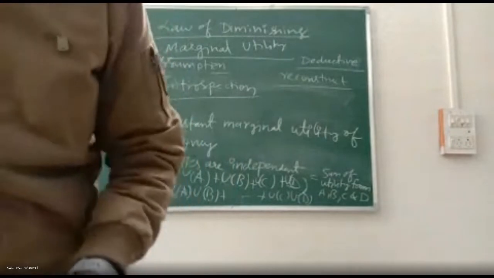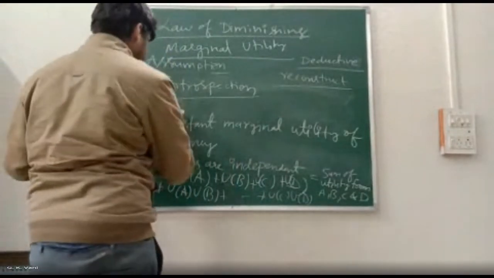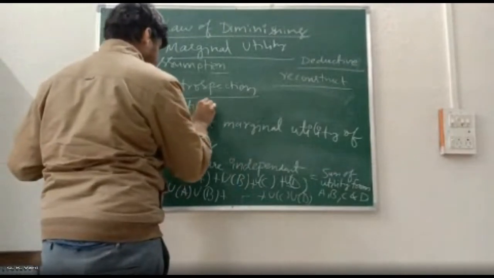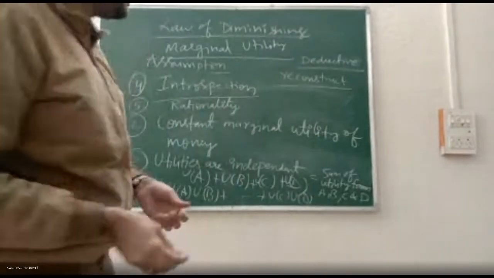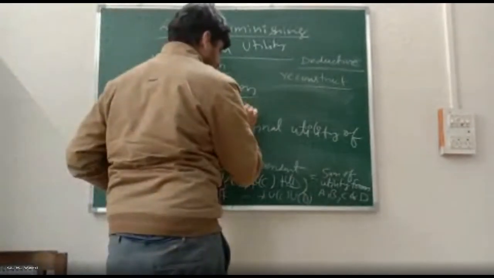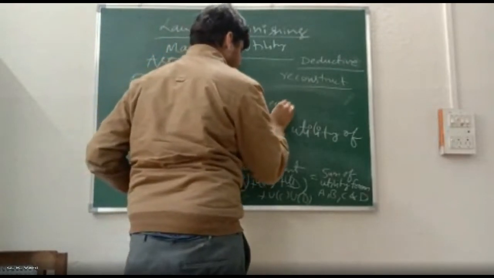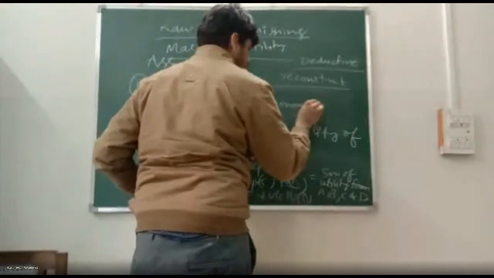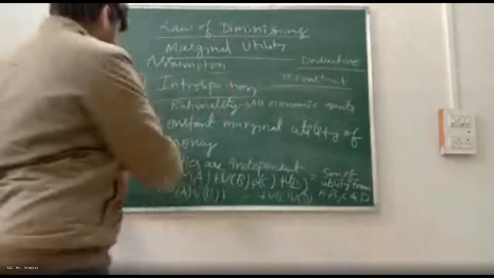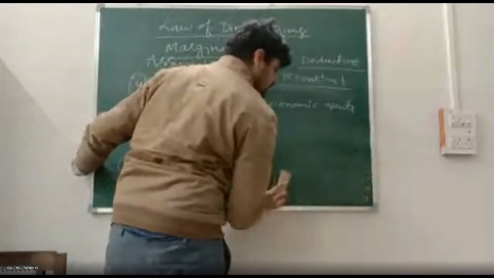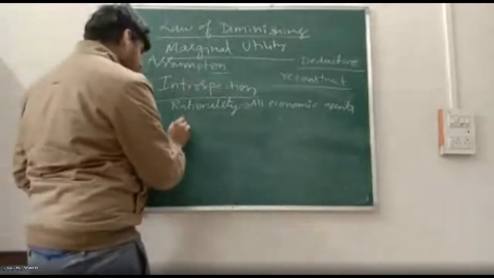And there is one more important assumption that must not be ignored, that is rationality. Rationality says that every person or all economic agents are interested. Economic agents means I'm not just talking of individual persons.